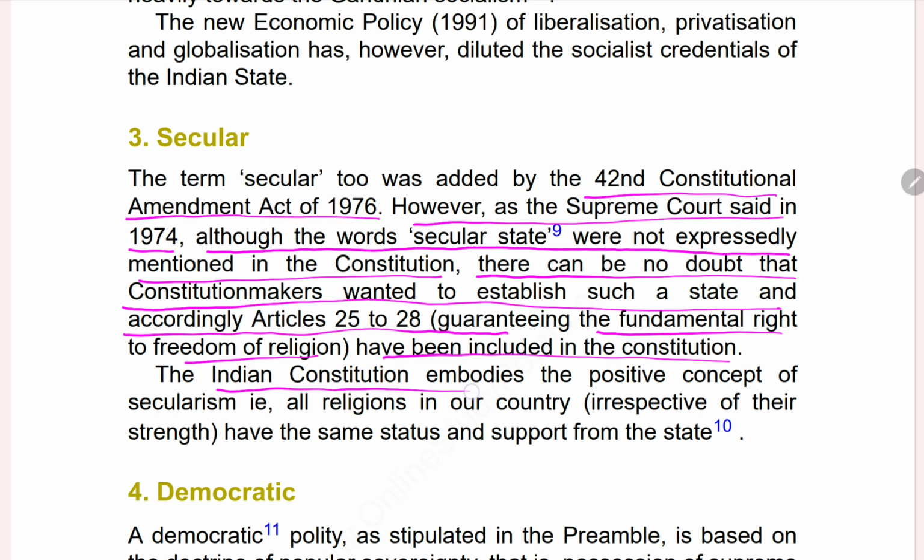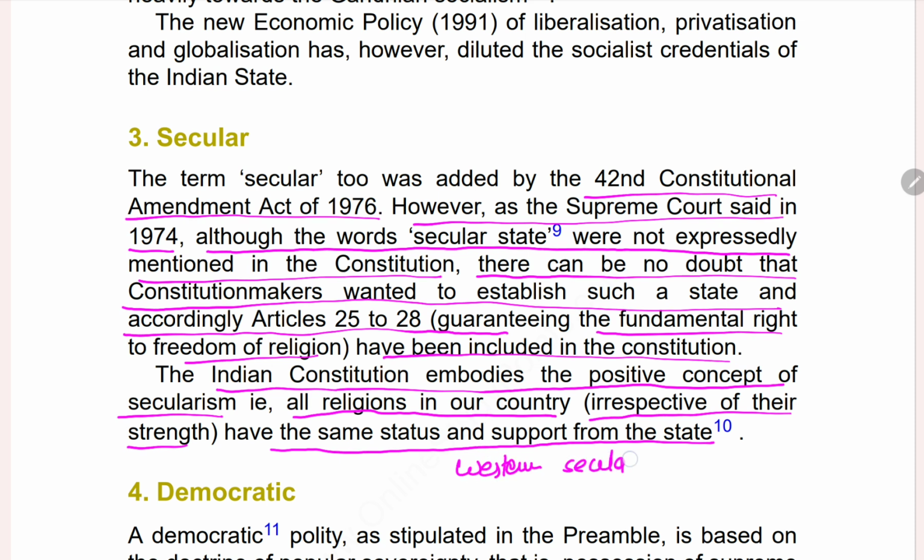The Indian Constitution embodies the positive concept of secularism, that is, all the religions in our country, irrespective of their strength, have the same status and support from the state. Because when we talk about the Western concept of secularism, it's all about religion being separated from the state, but Indian secularism is totally different.